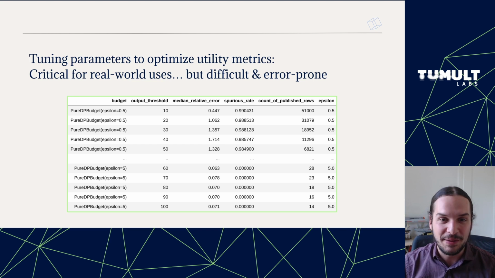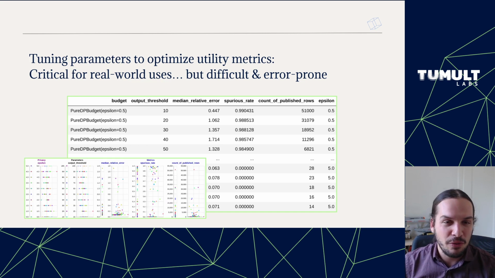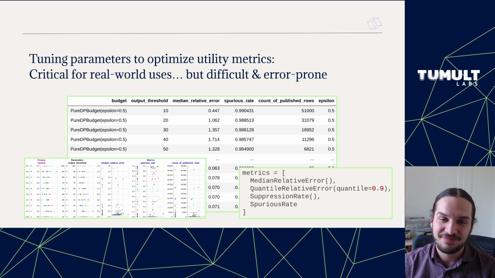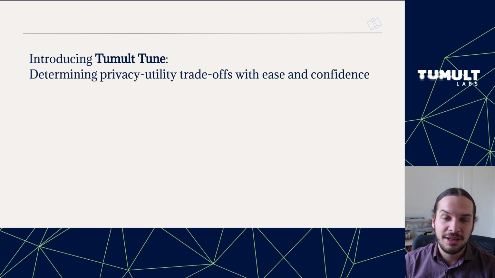What if there was a better way? Something more visual and interactive. Something where adding a new metric is as easy as adding a single line of code. Enter Tumult Tune, a new product that makes this step easy for you.